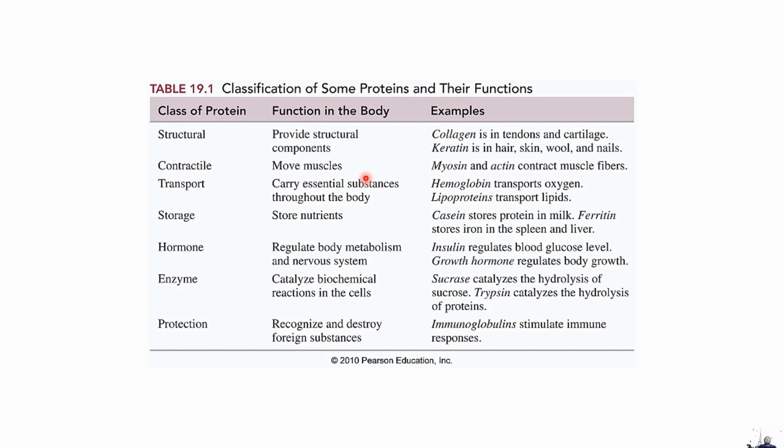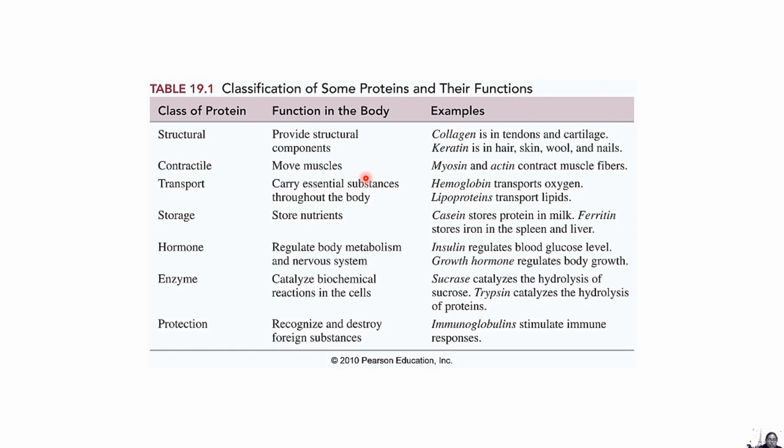So this is the classification of some proteins and their functions. If you see the structural proteins, the function they provide is structural components. Also for contractile, we have the muscles, which contract muscle fibers. Then we have transport, which basically carries essential substances, nutrients, throughout the body. Hemoglobin transports oxygen, and lipoproteins transport lipids.